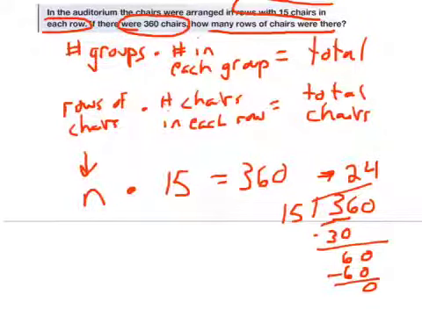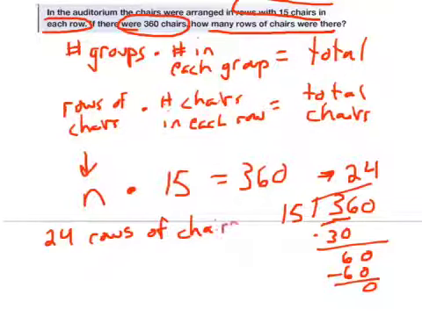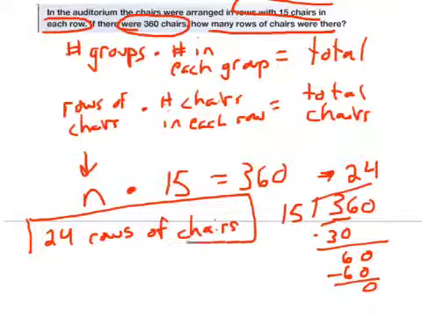Well, I got to answer the question. It says, how many rows of chairs were there? So I got to say there were 24 rows of chairs. I got to take the number I got and answer the question with it. Okay, again, box or circle your answer.